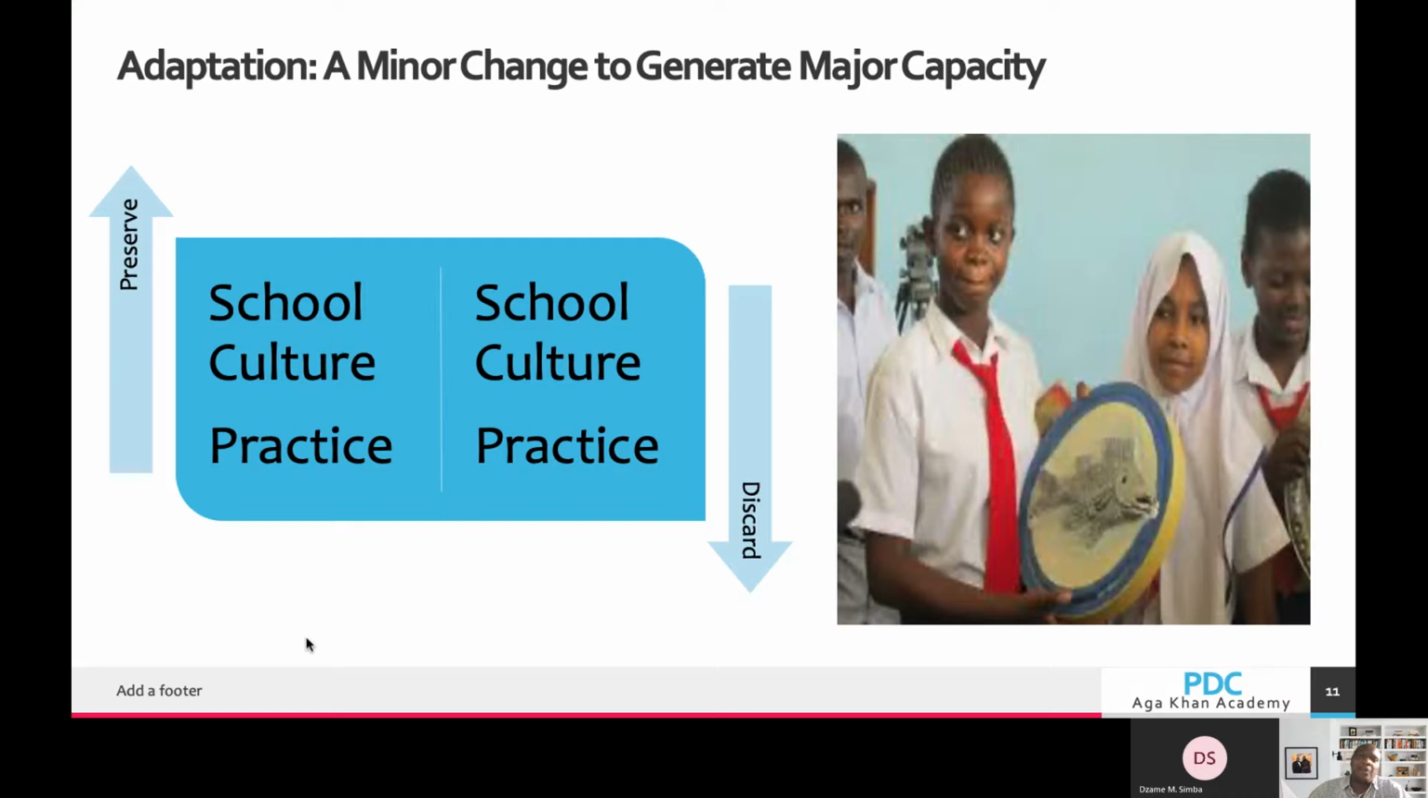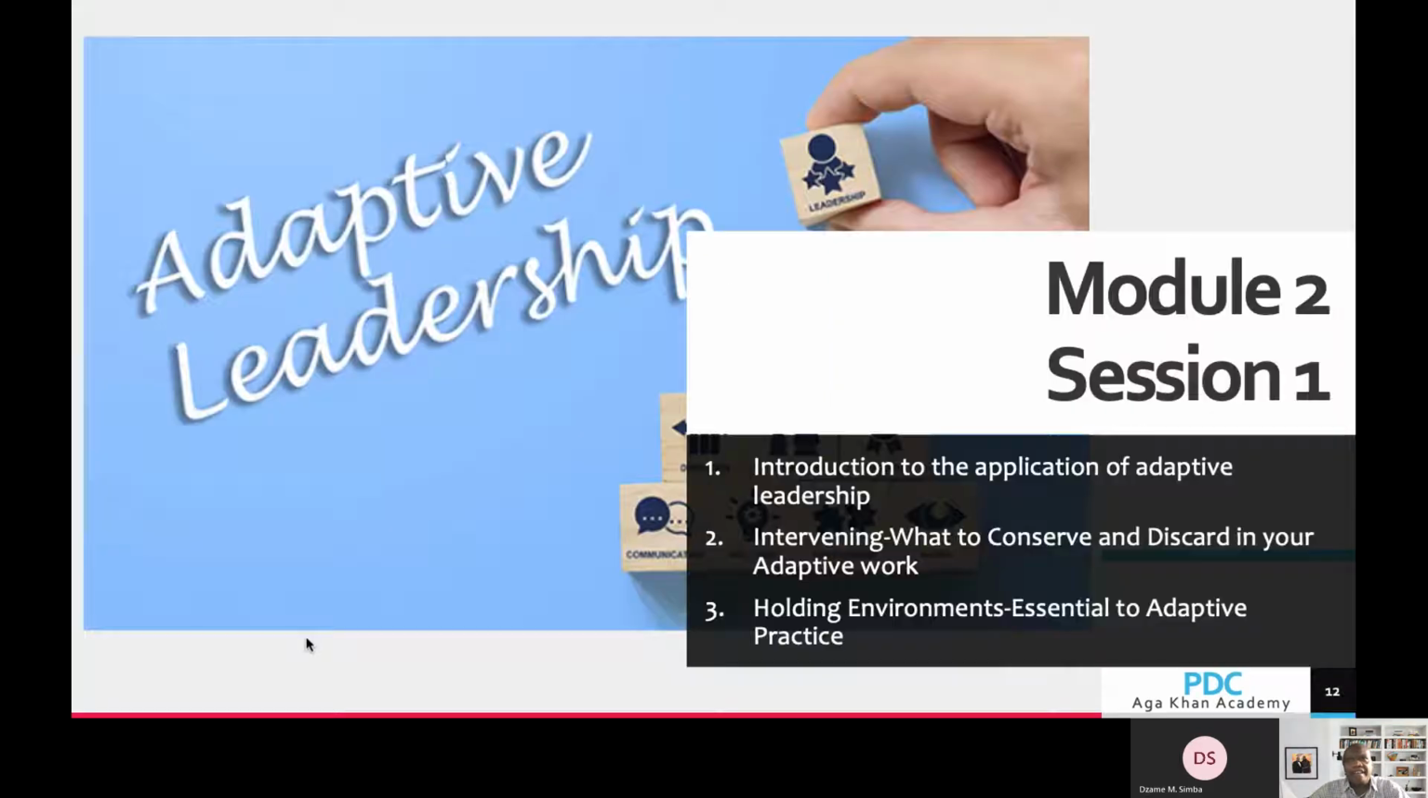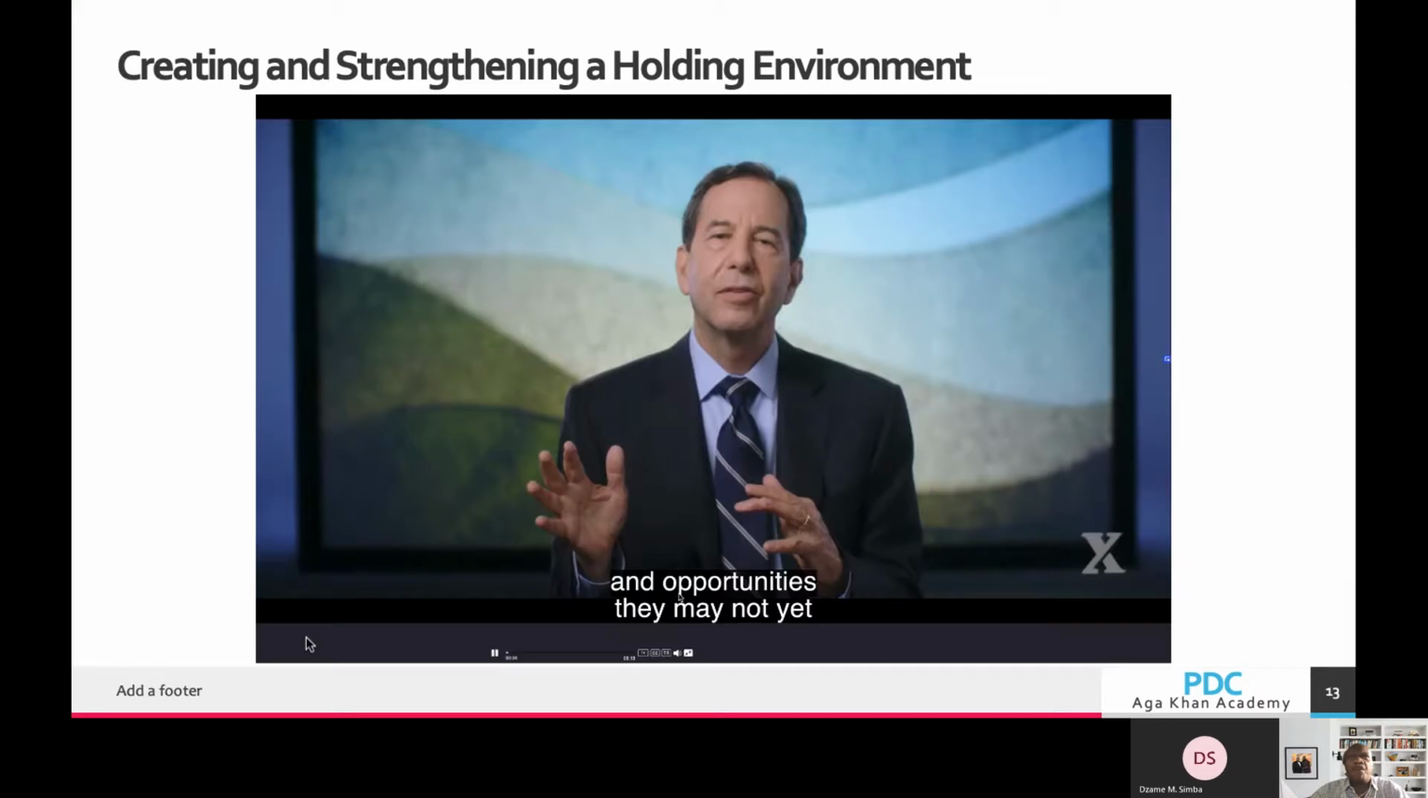So one important thing which we are learning here is the ability to identify what to keep and what to discard. And if that is the case, then we also need to think of what we call the holding environment. We have decided what to discard and what to keep. So how do we now come up with the holding environment? This is going to improve, but you can also read what is written there.